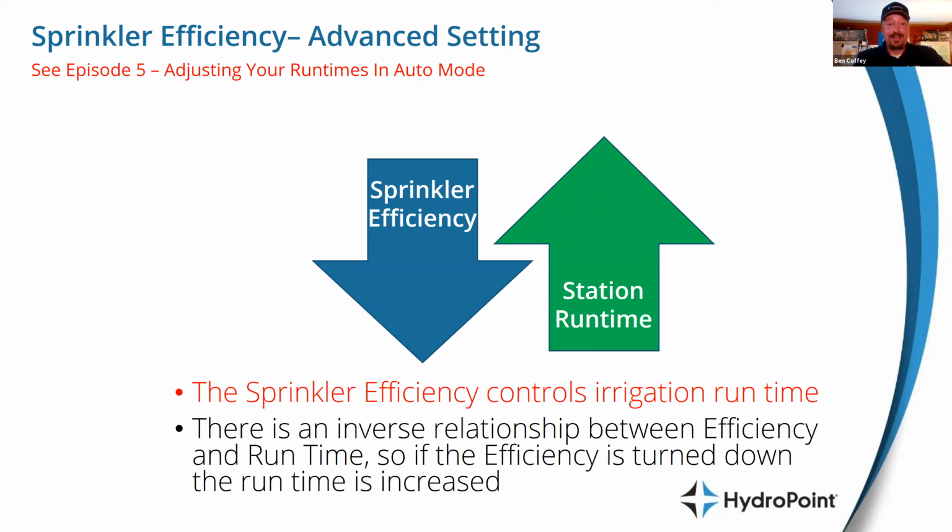We also talked about sprinkler efficiency, how well designed, how well built, how well maintained is that irrigation system? Do you have things like head-to-head coverage, which is industry standard? We talked about the key principle that when you're adjusting both precip rate and efficiency, there's an inverse relationship. By turning down the efficiency, we turn up the runtime. A less efficient irrigation system needs to water longer to deliver the right amount of water.